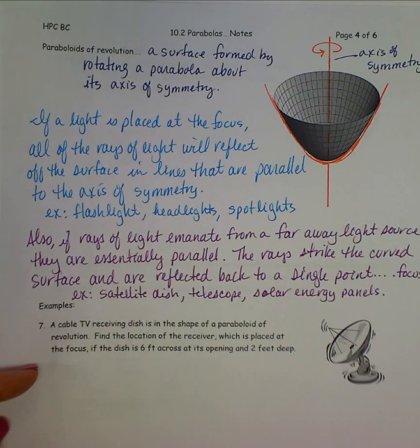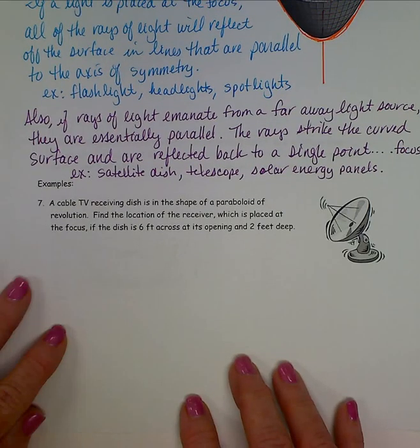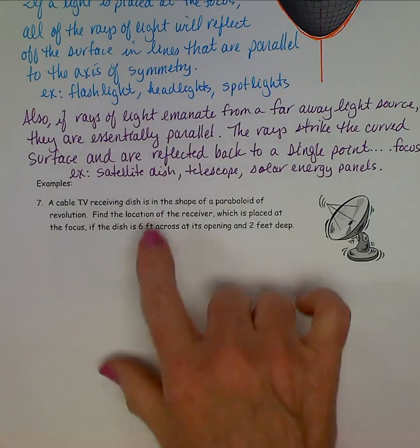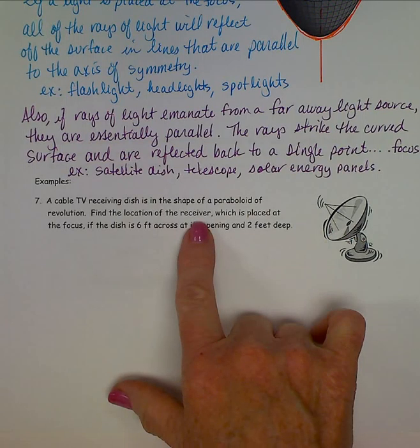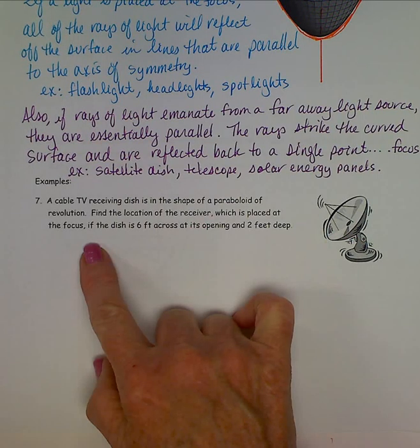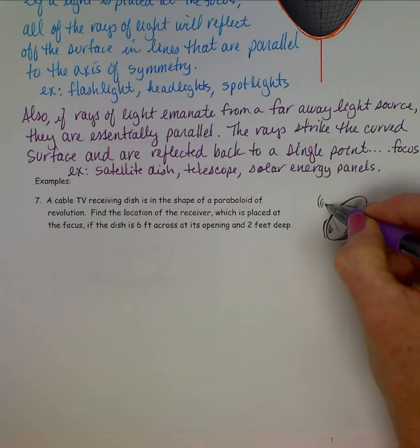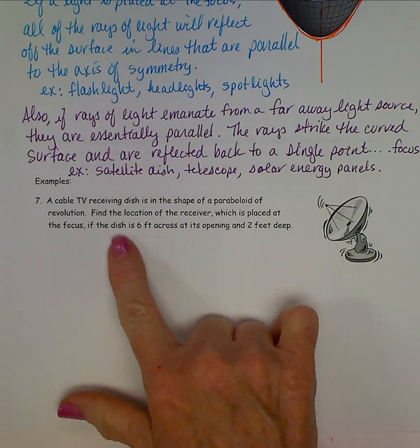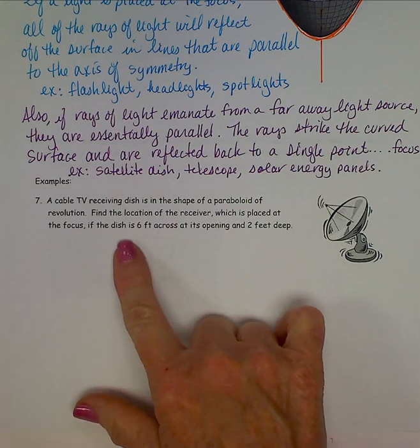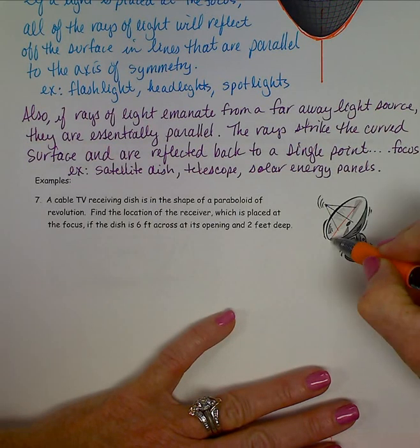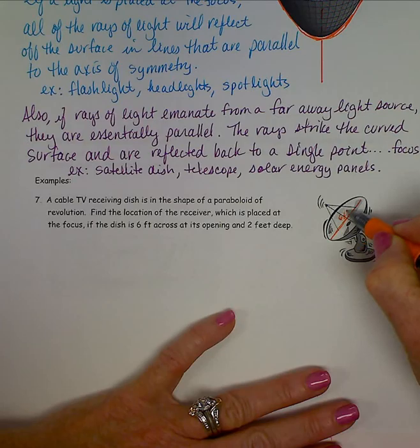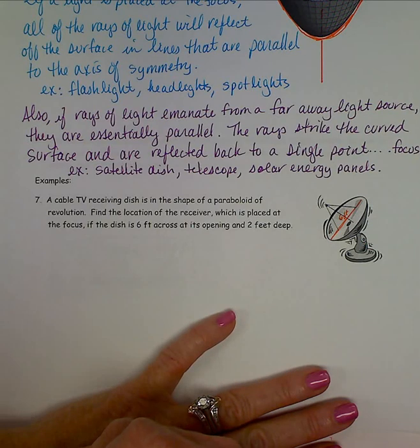All right, let's take a look at a couple of problems here. A cable receiving dish is in the shape of a paraboloid of revolution. Find the location of the receiver, which is placed at the focus. So there's the receiver right there at the focus. If the dish is 6 feet across at its opening, so right here, that's 6 feet, and it's 2 feet deep.